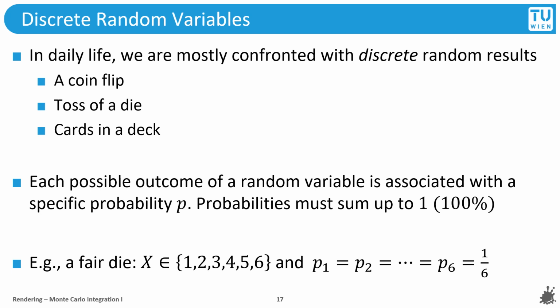So for instance, in a fair die, here modeled by the discrete random variable X, we have possible values out of the range from numbers 1 to 6, and the probabilities for each of these events, p1 through p6, are all equal to 1/6.